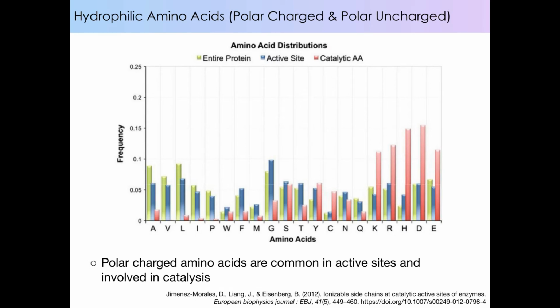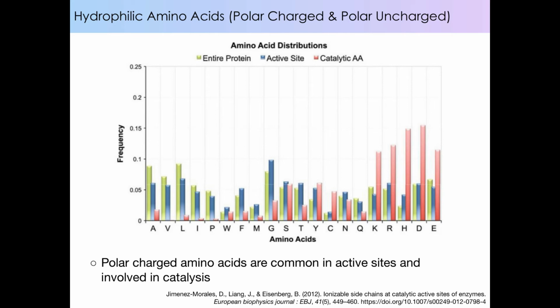Additionally, the charged amino acids are commonly found within the active sites of enzymes. More specifically, these amino acids are usually directly involved in the process of catalysis because they're more reactive than the rest. Now, this graph shows the results of a study that characterized the amino acid distribution within enzymes.